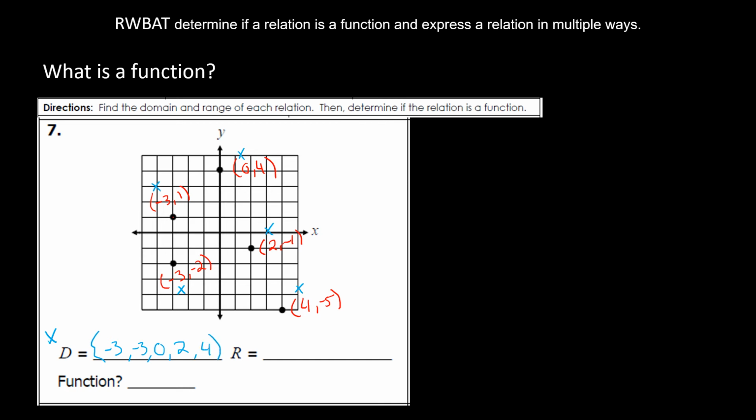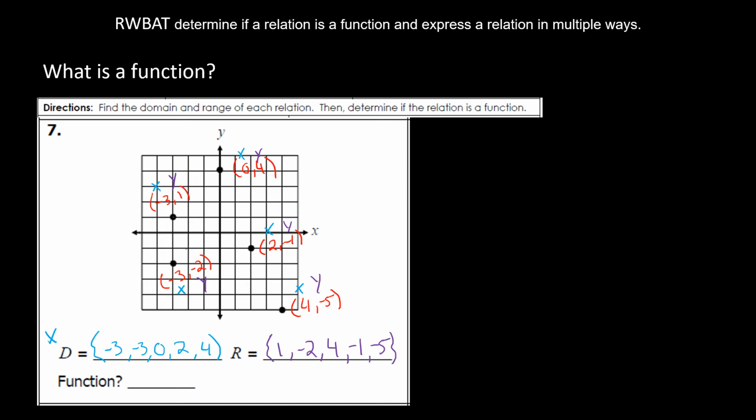Our range value is our y's. Here's a y value at 1. We have another y value here at -2. Another one over here at 4. Another one here at -1. And our last one here at -5.